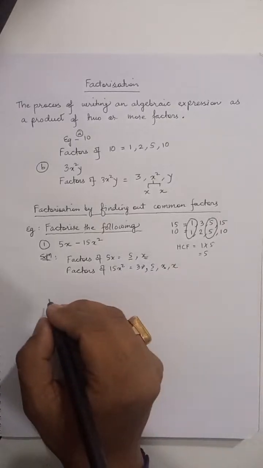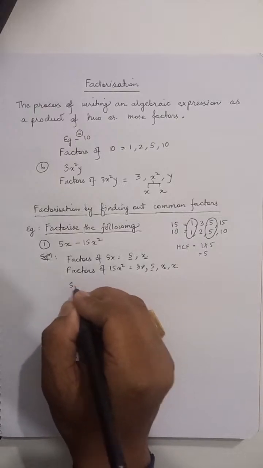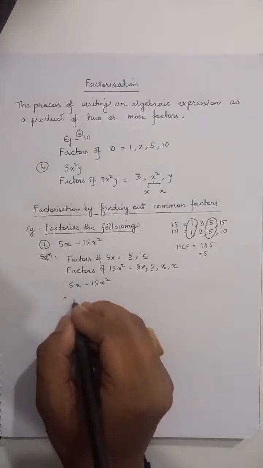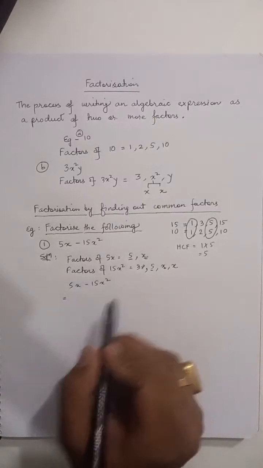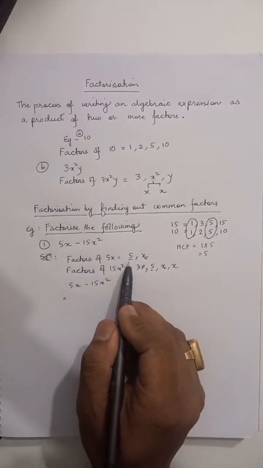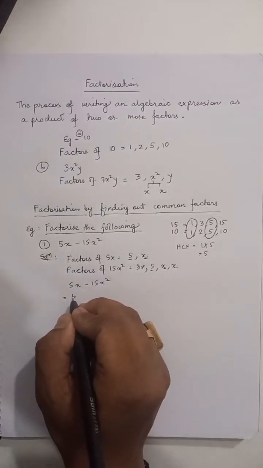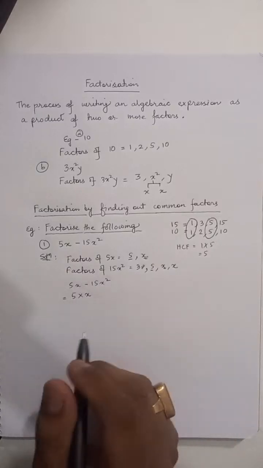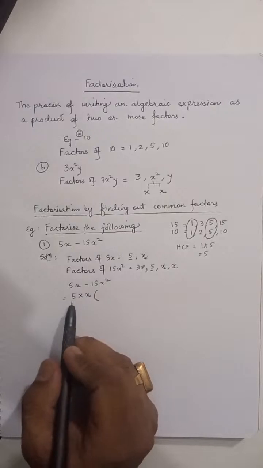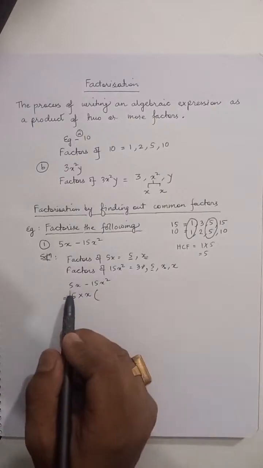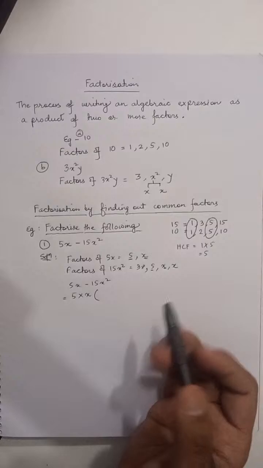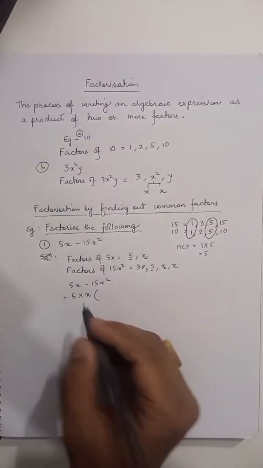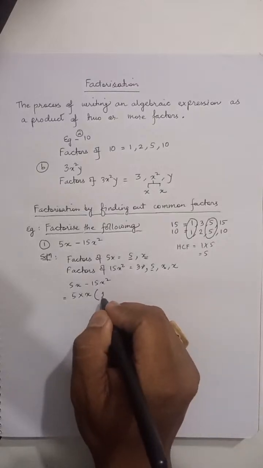Okay, so how will we factorize 5x minus 15x square? We can take out the common factors. We have 5 and we have x, so we take 5 and x outside, in front of the bracket. Okay, we will take these two as common factors. We had 5x, so we wrote the 5 and the x outside the bracket as common factor. So we will be left with 1.